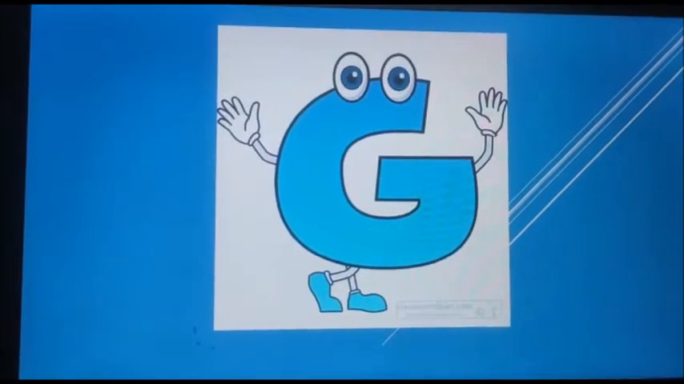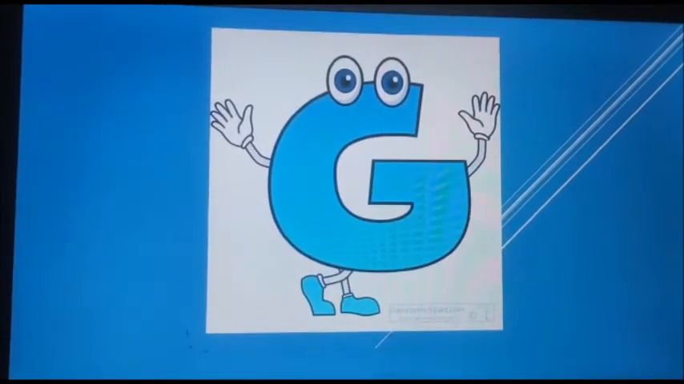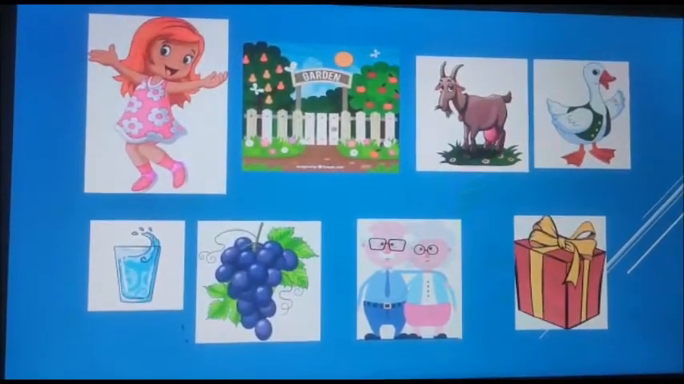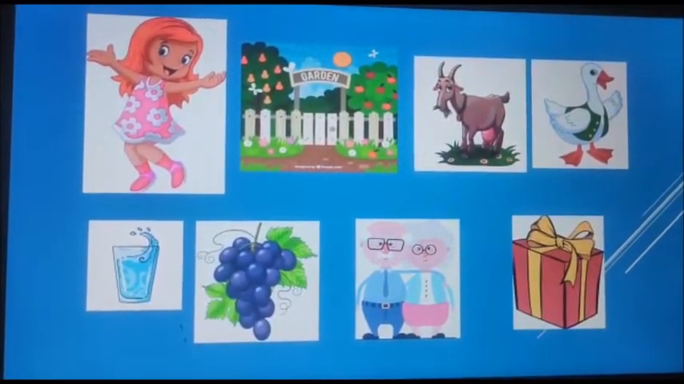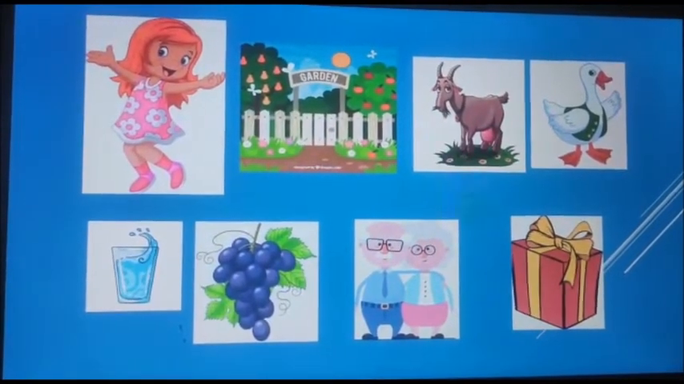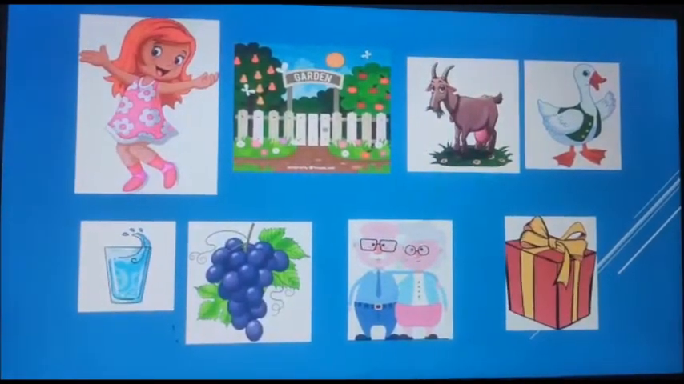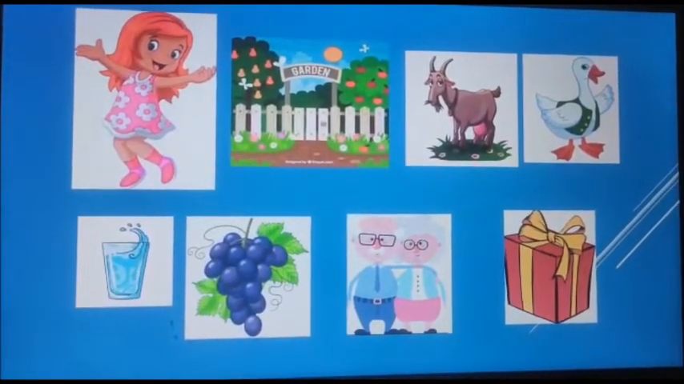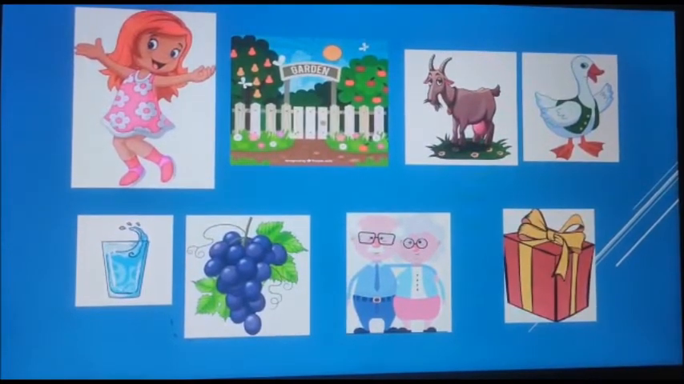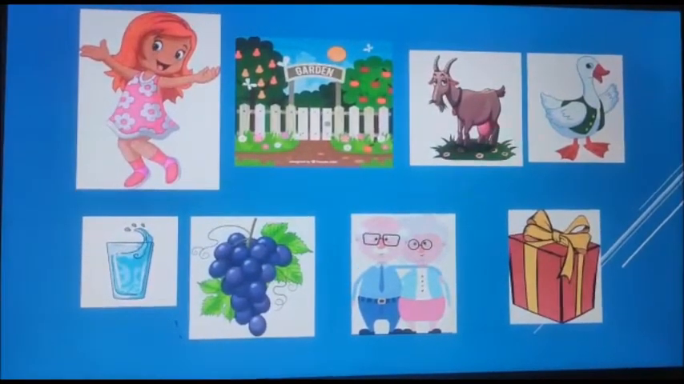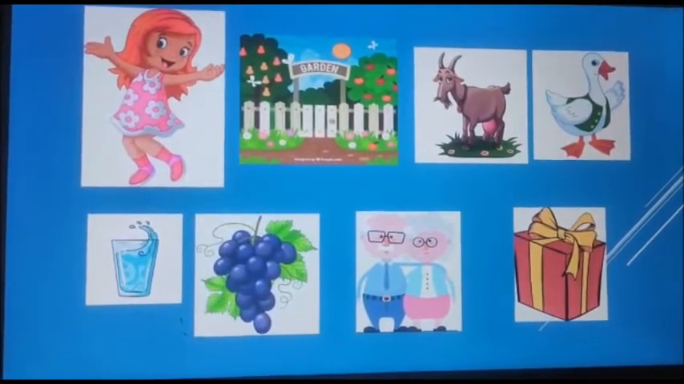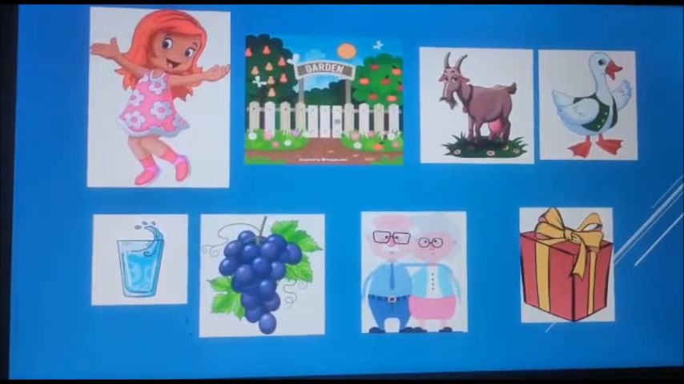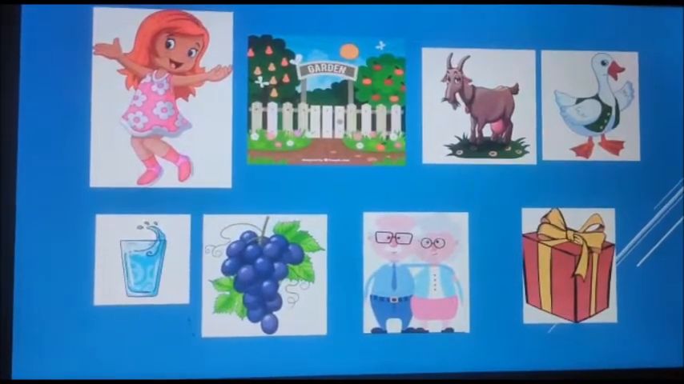Let's revise together. G, G, girl. G, G, Goldie. G, G, garden. G, G, gate. G, G, goat. G, G, goose. G, G, glass. G, G, grapes. G, G, grandparents. G, G, gift. Very good.